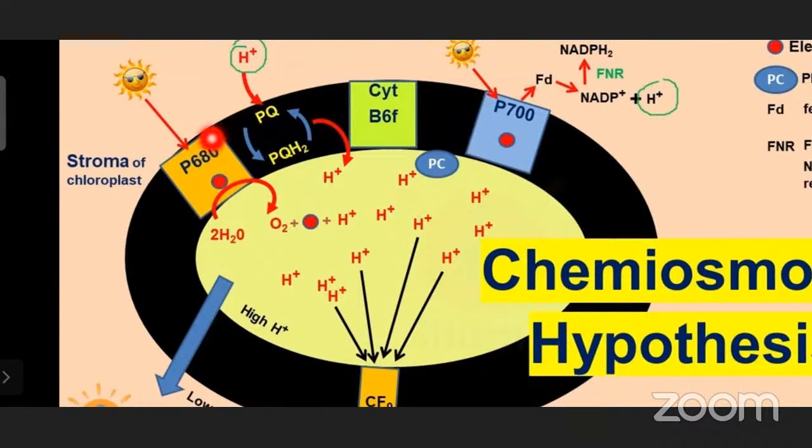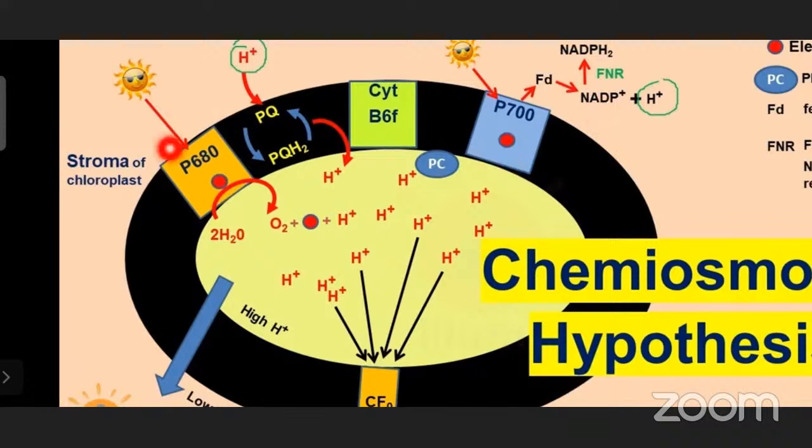When they accept from the primary electron acceptor, plastoquinone, you can see here, it is accepting and passing it to cytochrome. Cytochrome will accept that and pass it to plastocyanin. Plastocyanin will pass it to P700, photosystem 1. So here the electron of P680 is going to P700. One thing happened here. Now P700's electron is given to ferredoxin, and ferredoxin is giving it to NADP. So the electron is taken by NADP here.